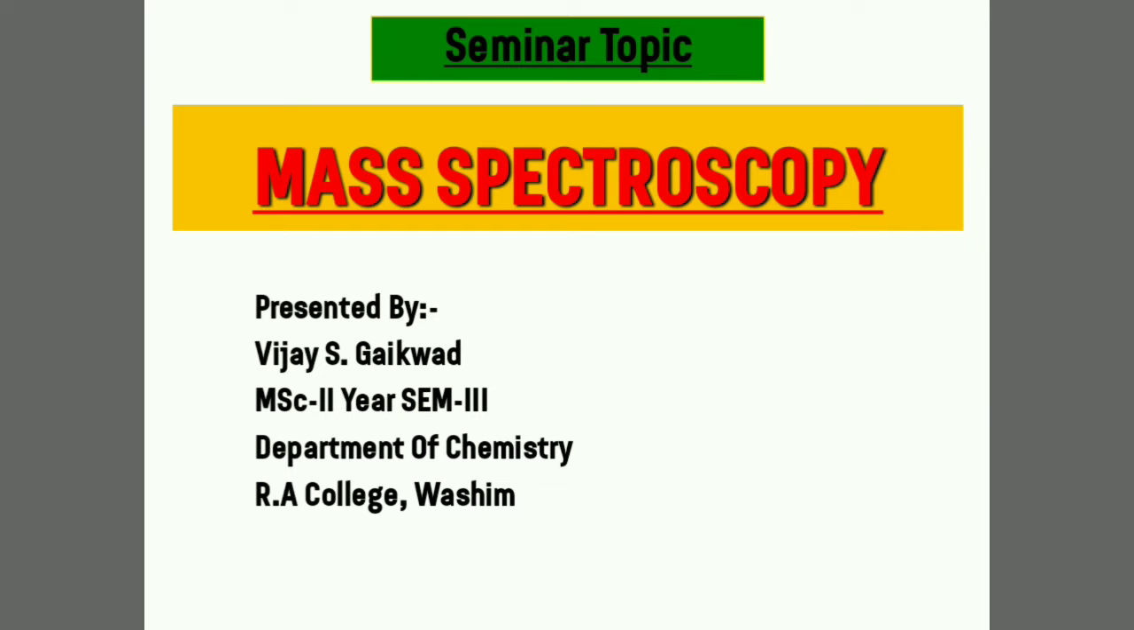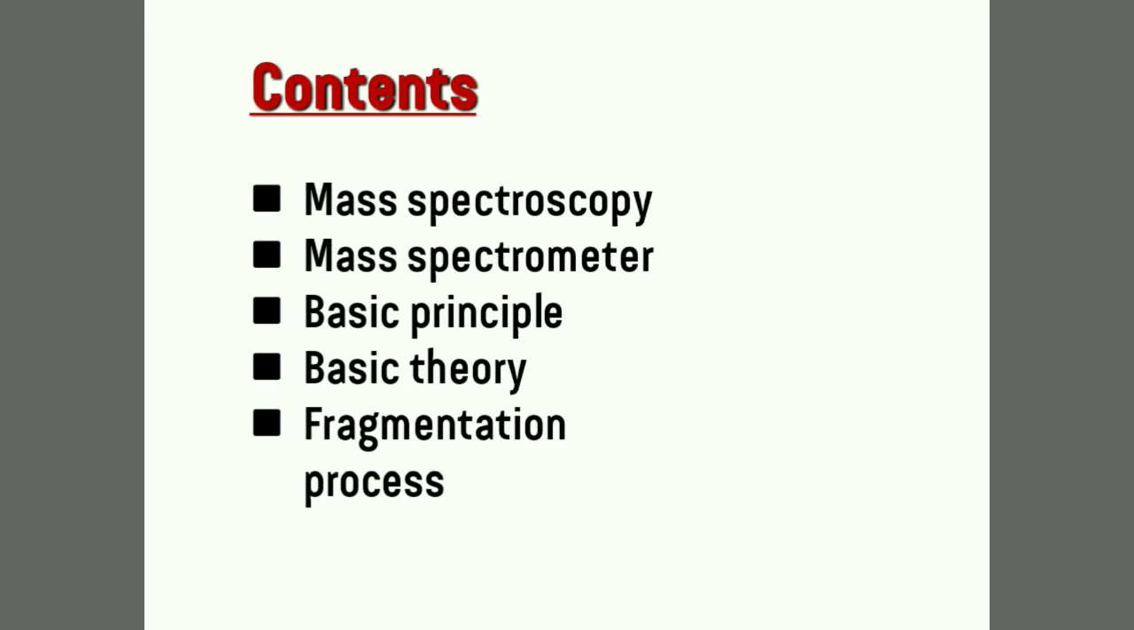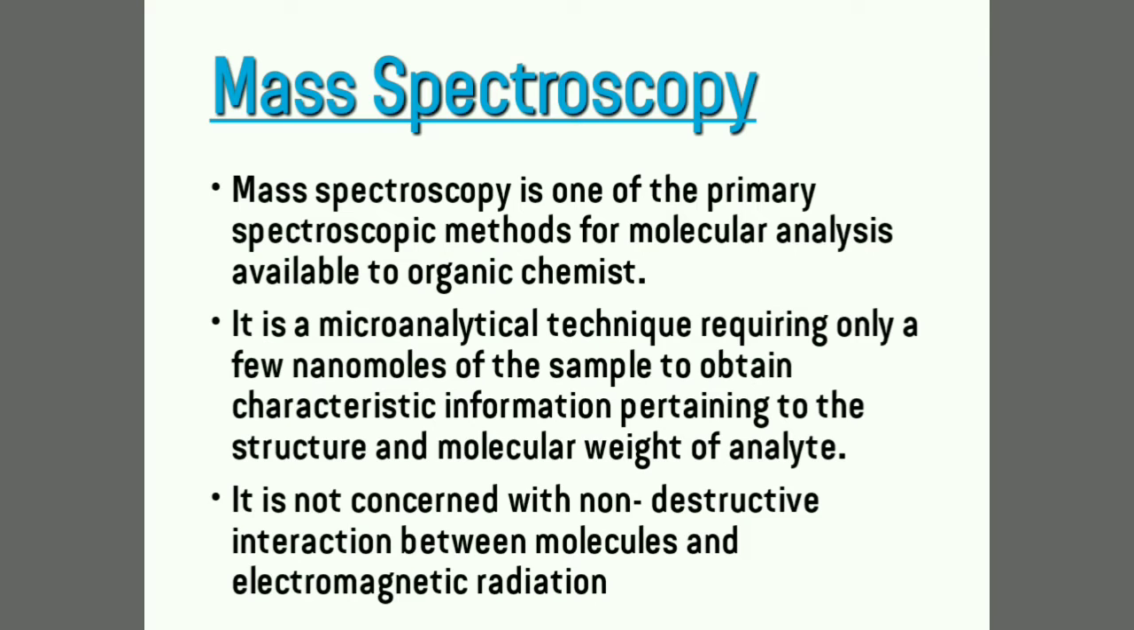Today I will discuss mass spectroscopy. In this topic, there are five major contents: mass spectroscopy, mass spectrometer, basic principle of mass spectroscopy, basic theory of mass spectroscopy, and fragmentation process. So let's start. First one is mass spectroscopy.